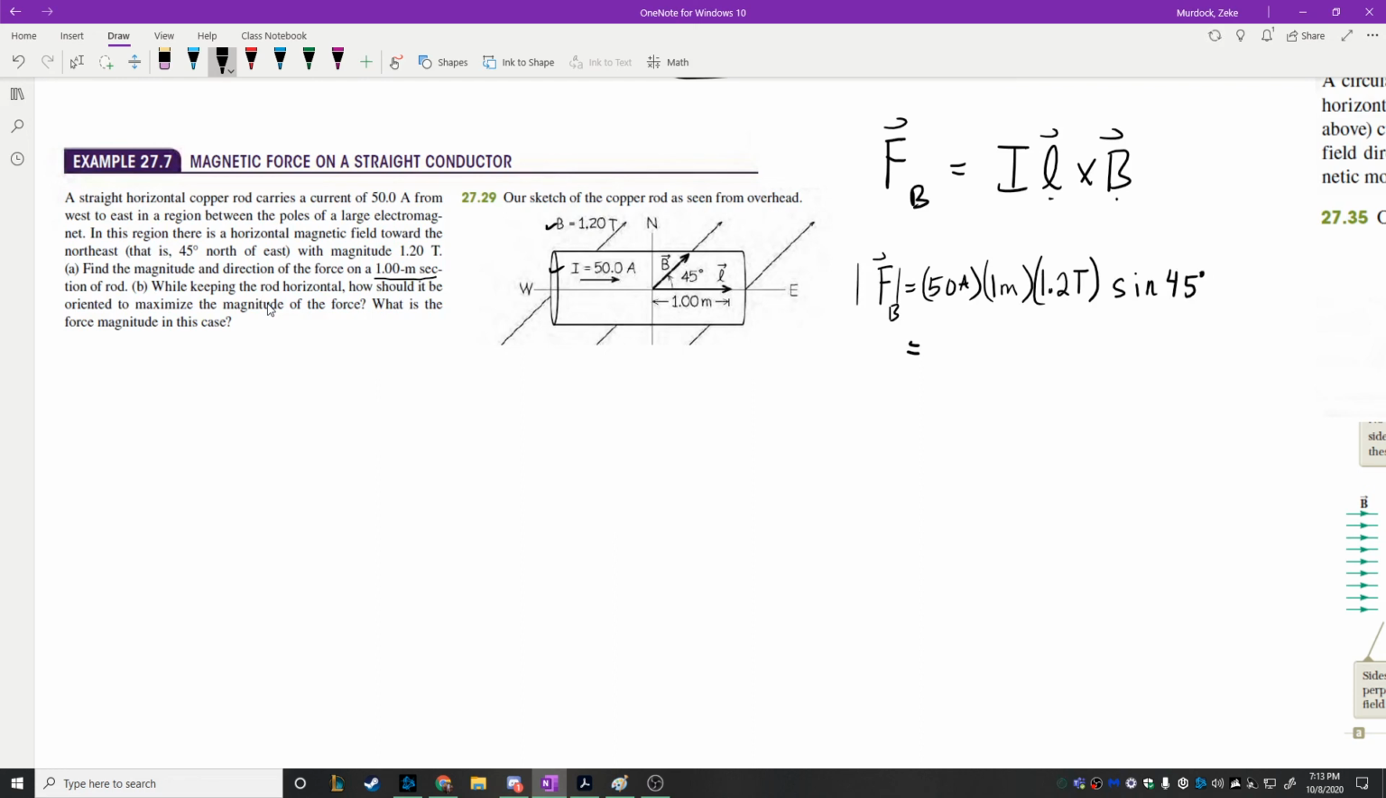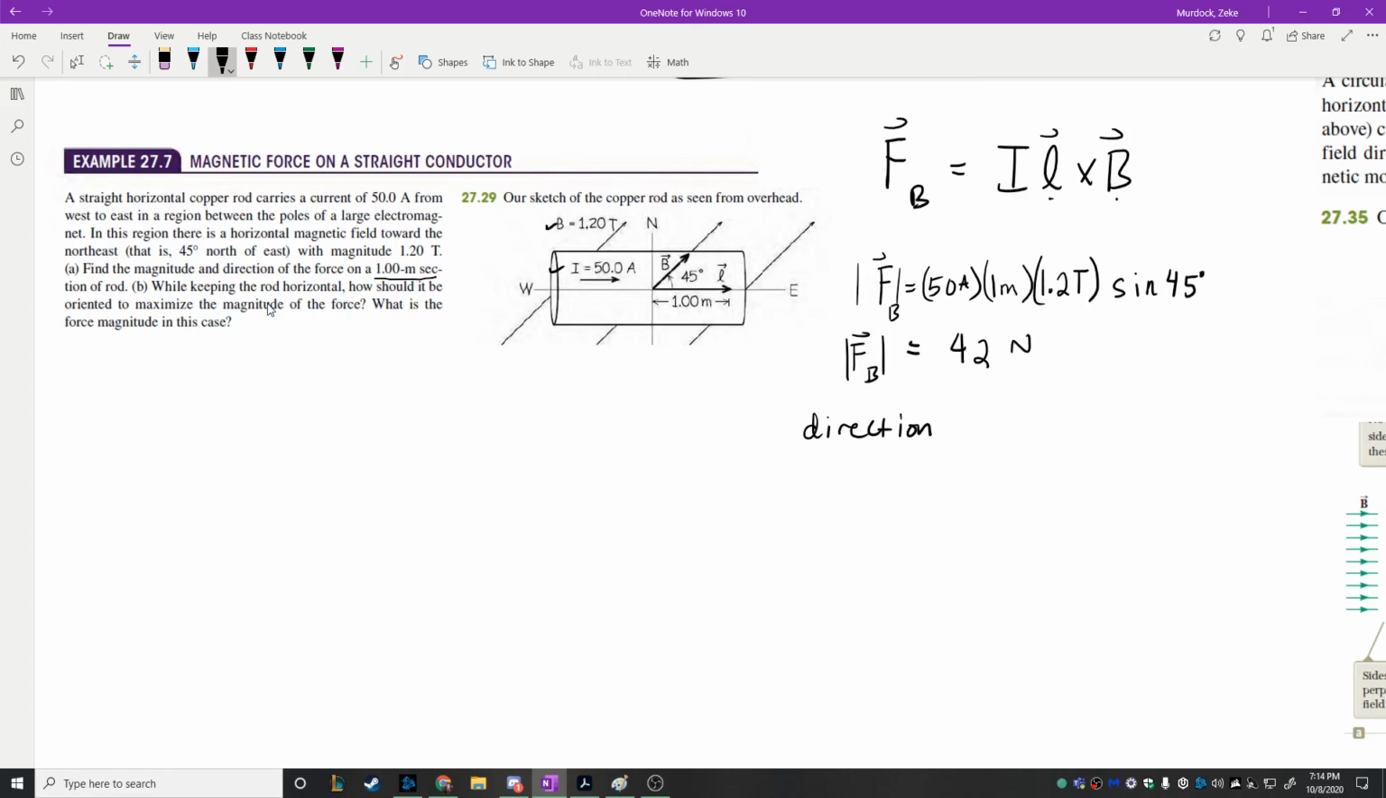And this, what's that going to be equal to? Let's see. I don't know. That's too much to do in my head. Make sure your calculator's in degrees. I got 42. We'll agree with that? Something like 42.4 newtons.